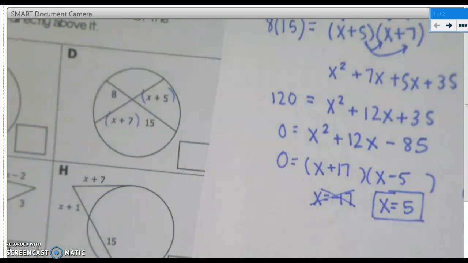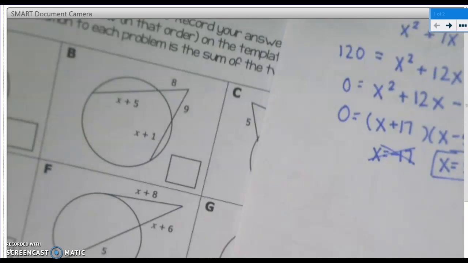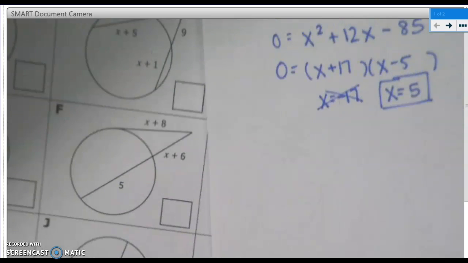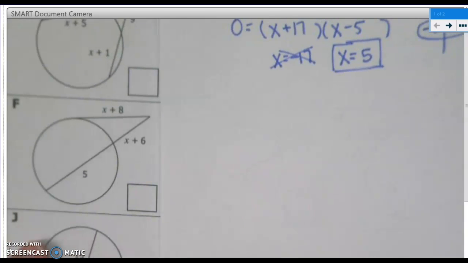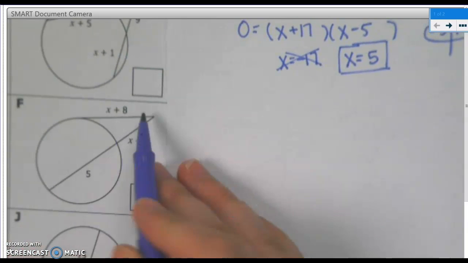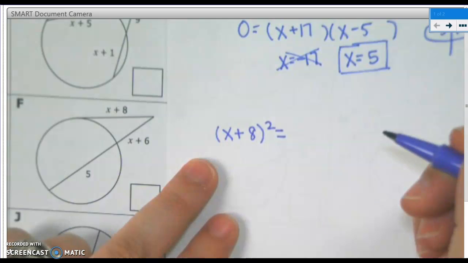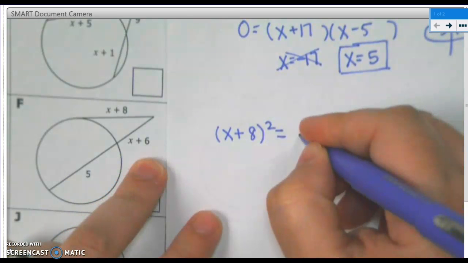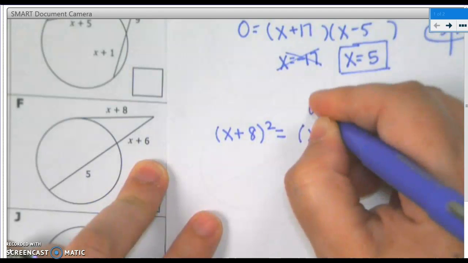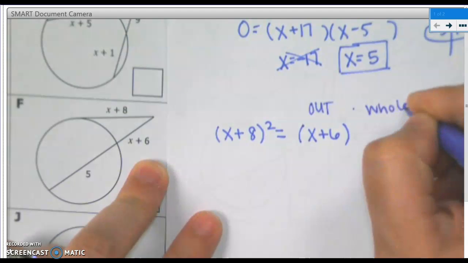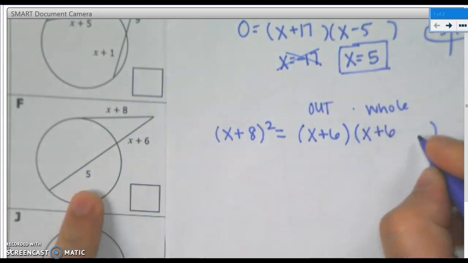All right, another one that I'll work out is f. So f is a tangent and a secant. The formula for this is to take the tangent part and square it. And then that equals the outside piece of the secant times the whole entire secant. So that's going to be x plus 6 plus 5.